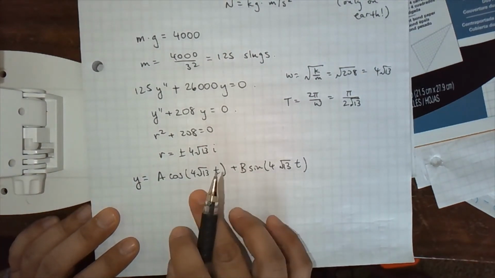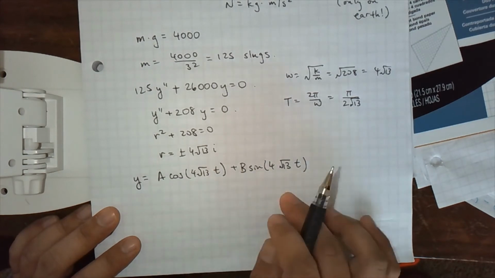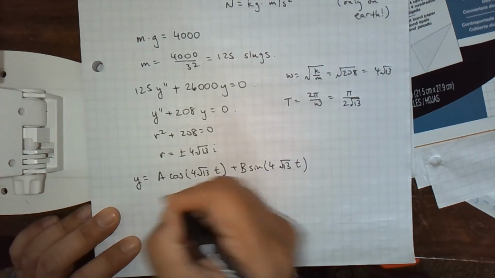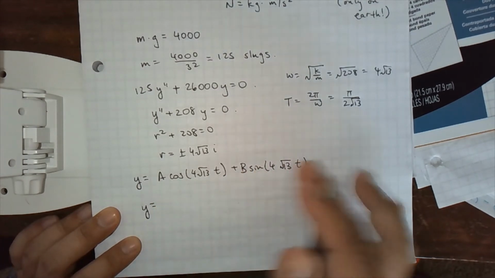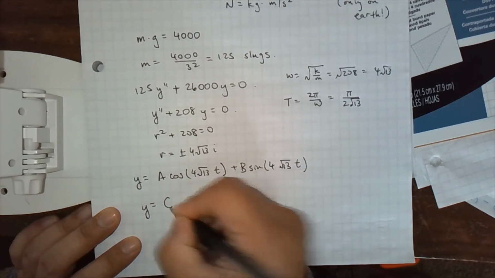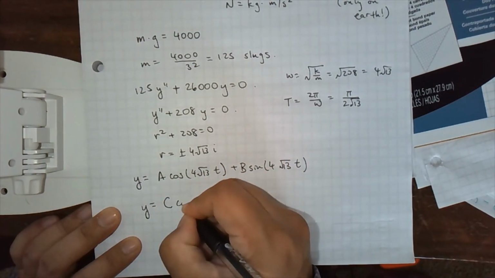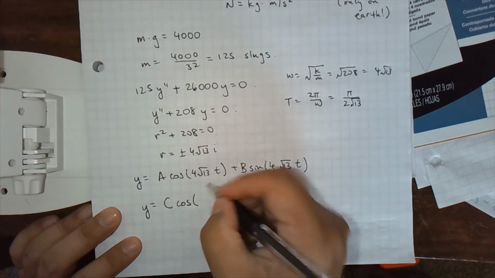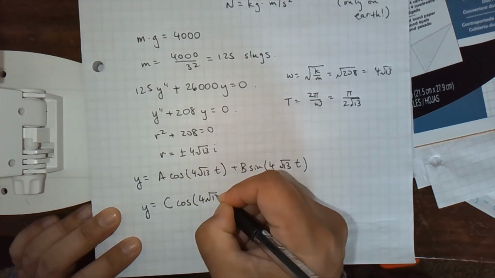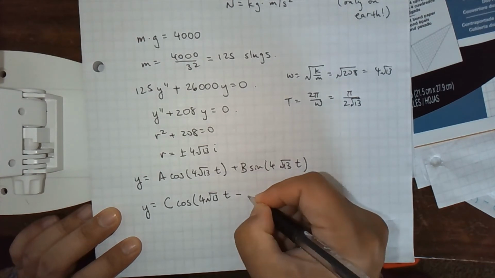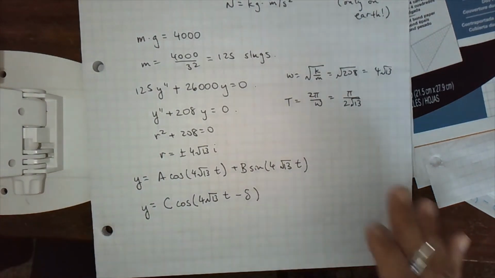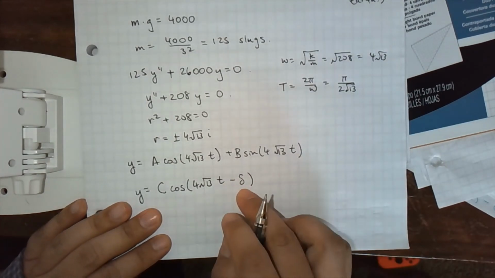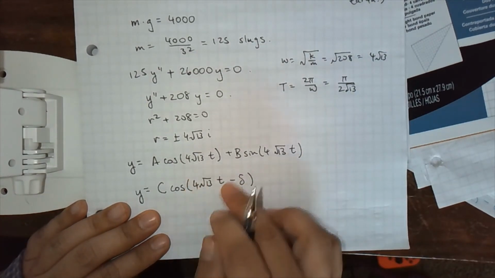But what's going to happen now is you're going to write this as a single cosine, and if we had constants a and b, we could figure out what these other things are going to be, but it's going to be some constant c times the cosine. This part will stay. It's going to be 4 root 13 t minus some number delta. And then the delta just tells you shifting left and right, so we only care about this.